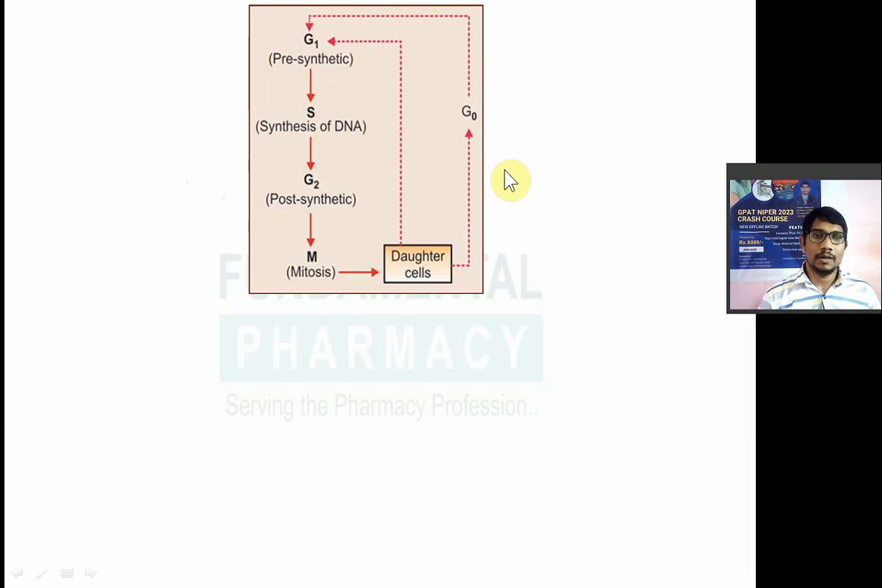G1 phase, the gap 1 phase. Then after that there is a synthesis phase known as the S phase. So there is synthesis of proteins, nucleic acids, DNA, hormones, etc. There is synthesis of enzymes, DNA, nucleic acids, proteins. Now the post-synthetic phase is known as the G2 gap.